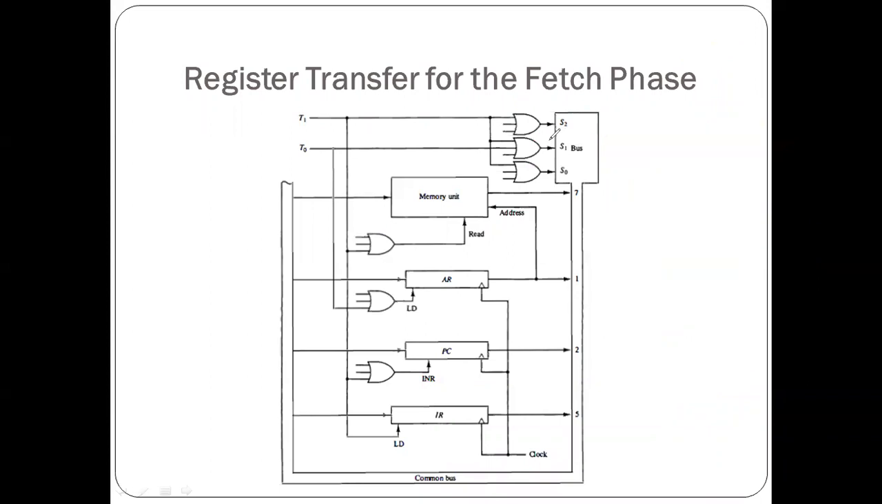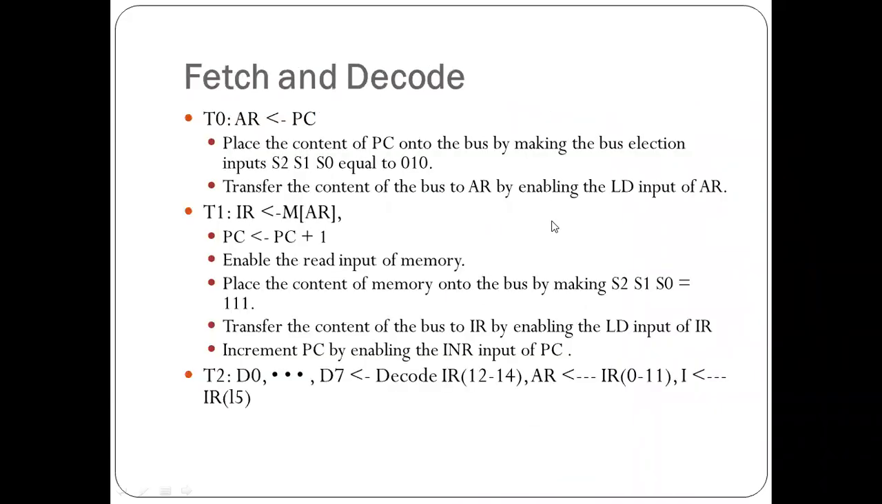So likewise, this is for fetch. And next, coming to the decoder. So coming to the decode unit, right? The decoder is a 3 to 8 decoder. Whatever 16-bit inputs are available in IR at this instant, the 12, 13, 14 bits of IR are given to the decoder, which produces the outputs from D0 to D7.